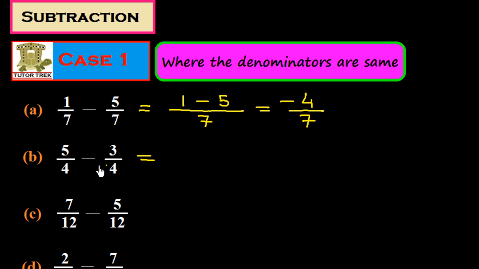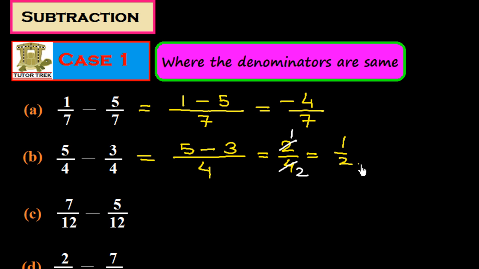Here in this question you see in the denominator there is 4, which is same in both the fractions. So we take 4 common and in the numerator we subtract 5 minus 3. So we get 2 over 4. If we simplify this, 2 1 time, 2 2 times, so we get 1 over 2.